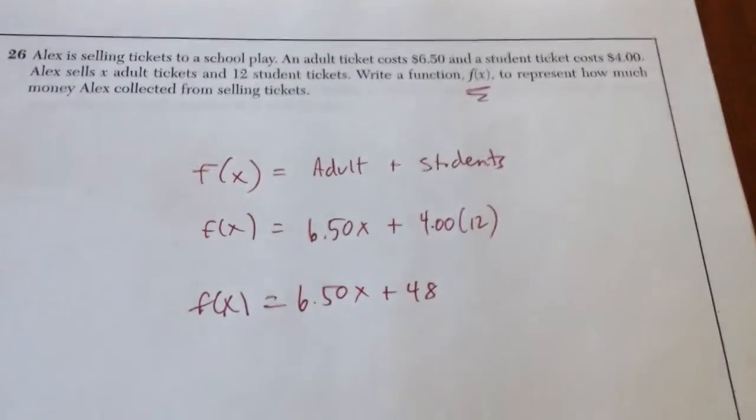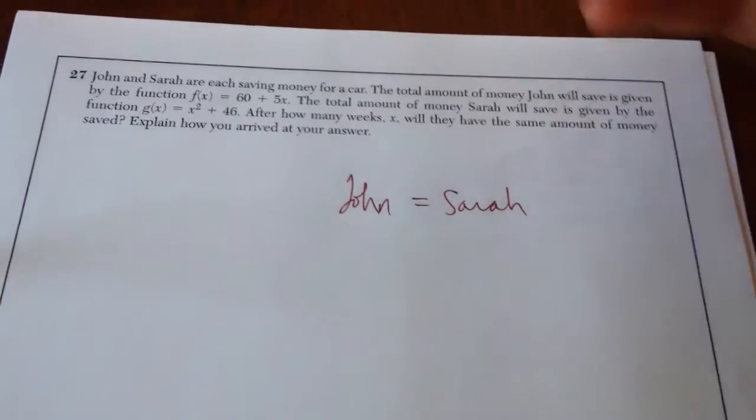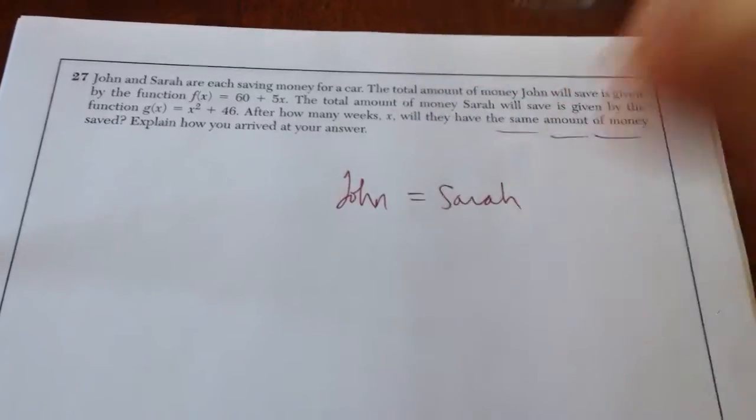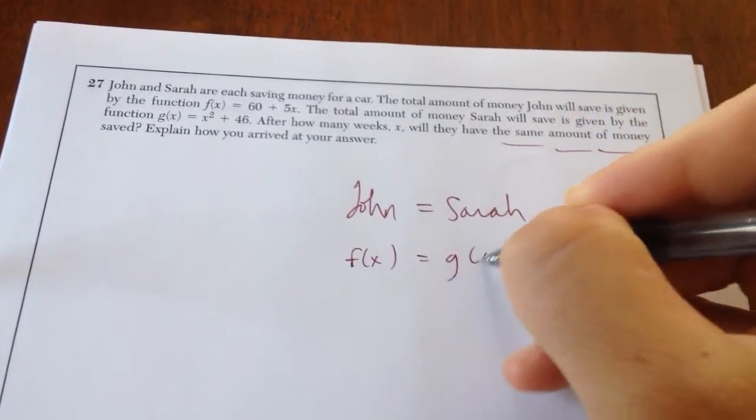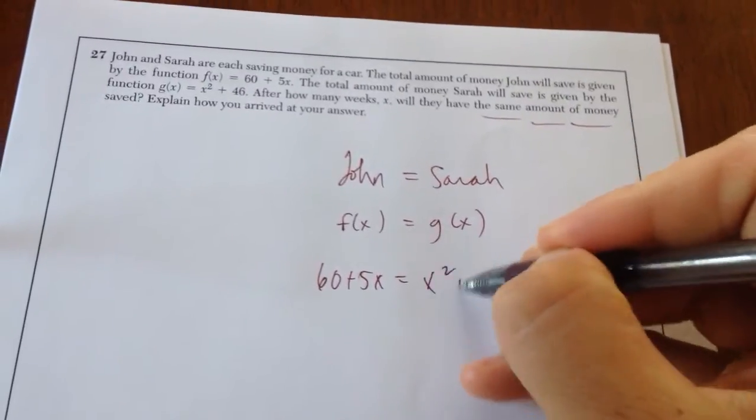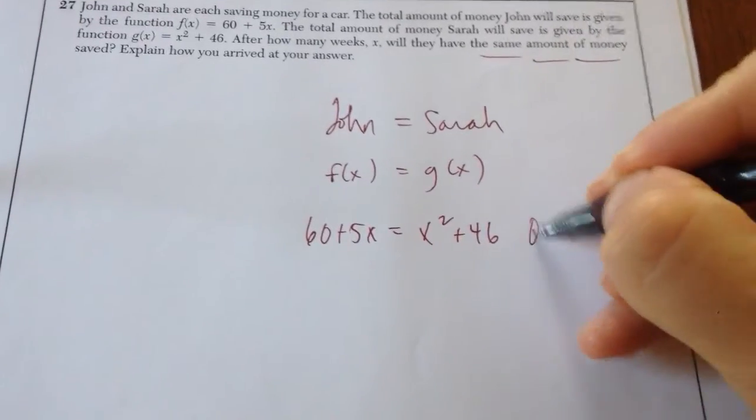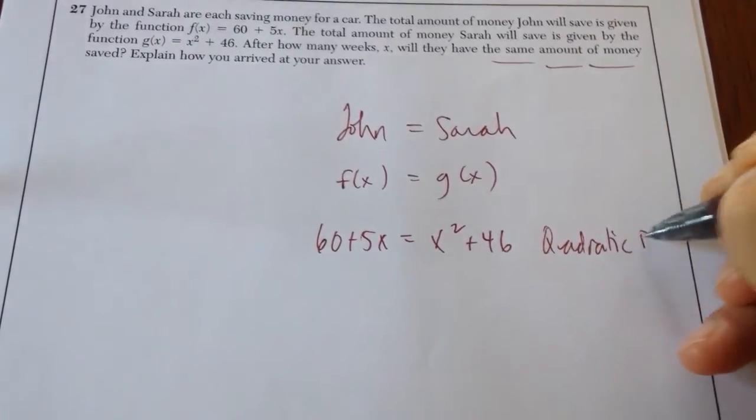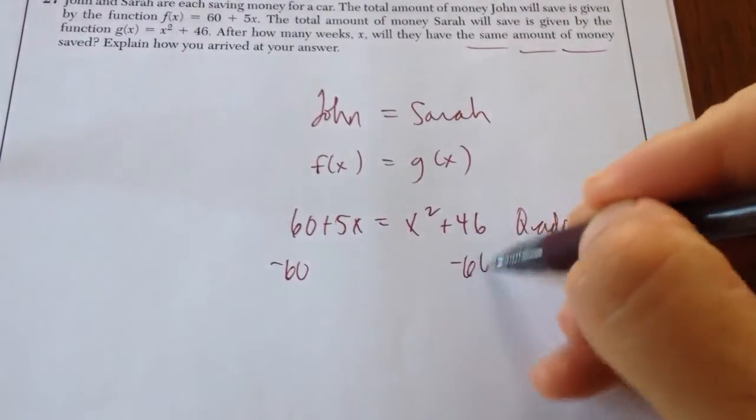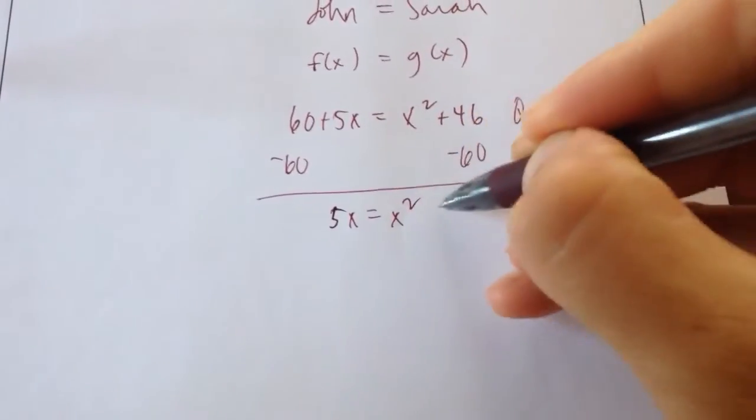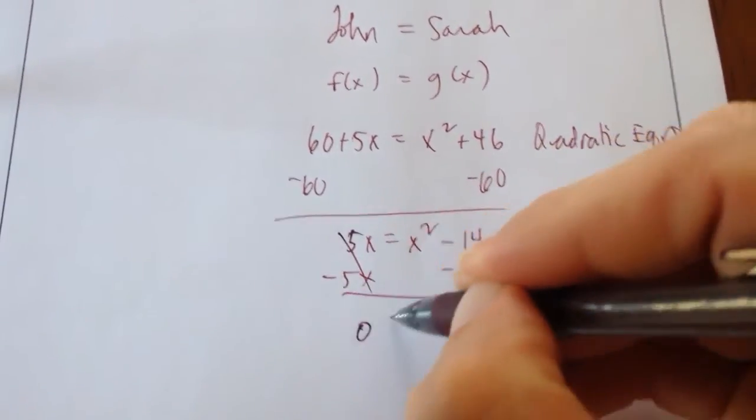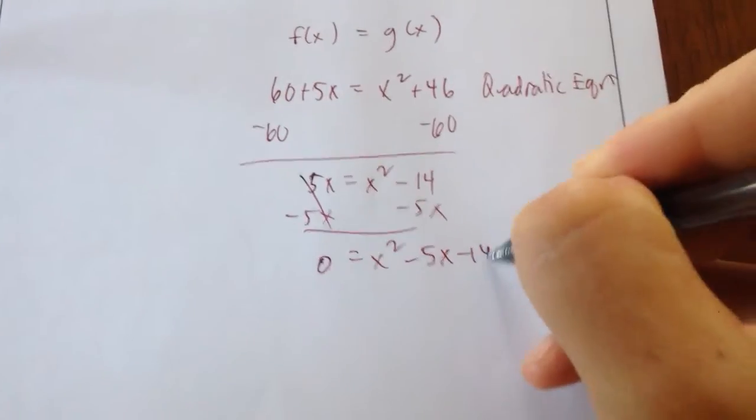For number 27, they're asking you, at which amount of money will John and Sarah have the same amount of money? So what we're going to do is set their functions equal to each other. John's function is 60 plus 5x, and Sarah's is x squared plus 46. Now what we have here is a quadratic equation. We want to get all terms on the same side. You should have 5x equals x squared minus 14. Subtract 5x, subtract 5x. You should have 0 equals x squared minus 5x minus 14.